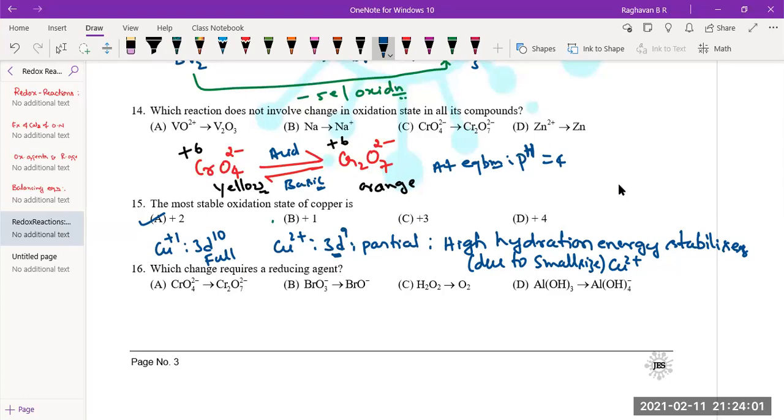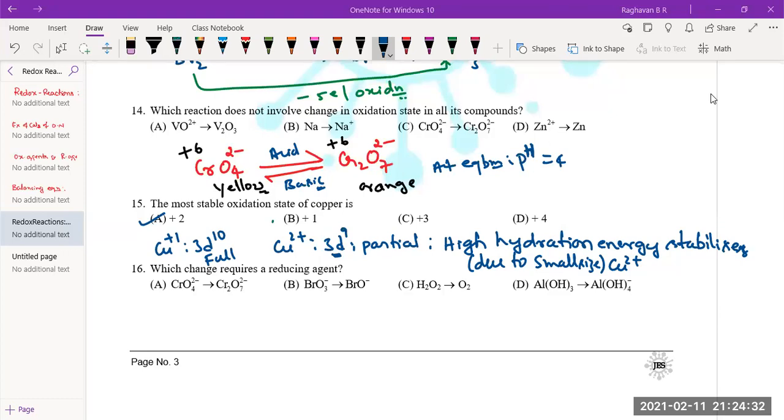16. Which change requires a reducing agent? Option C requires a reducing agent. Oxidation requires an oxidizing agent. That's that simple. Option C, sir. Correct. Then how about option D? Sir, it is same only, sir, with negative charge. So aluminum is still in +3 only.